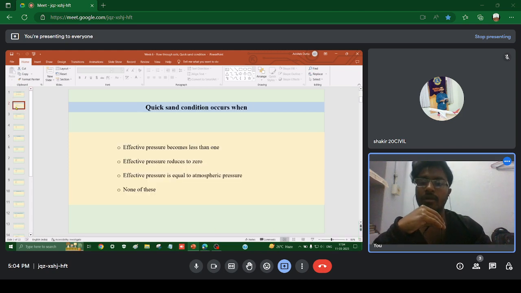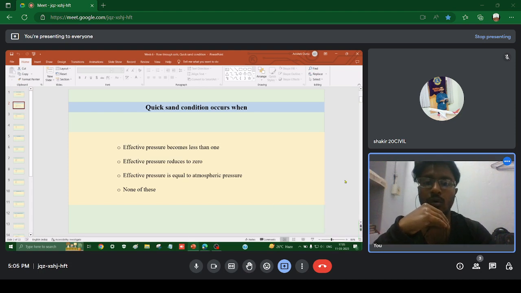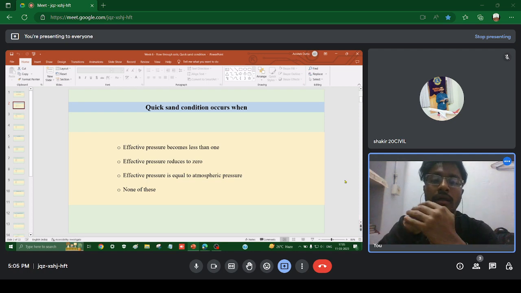Yes, the first question is, quicksand condition occurs when? You have to tell the condition for the occurrence of quicksand condition. The options are: effective pressure becomes less than 1, effective pressure reduces to 0, effective pressure is equal to atmospheric pressure, or none of these.